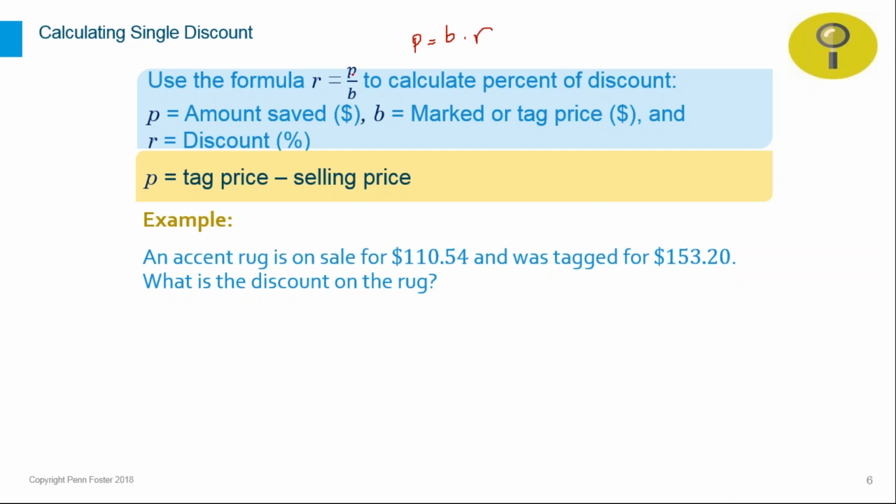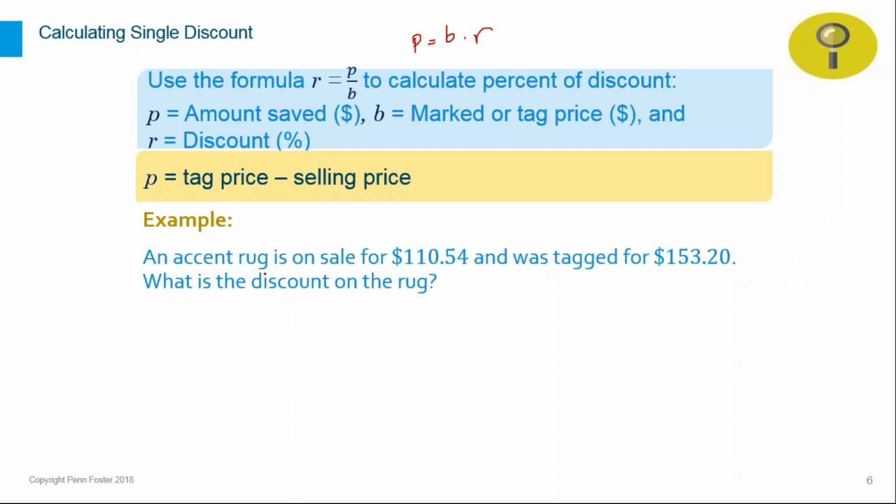To remind you, the P is a percentage, the amount of savings in dollars. And the B, the base, is the original price or the tag price. From the question, we know the base. The base here is the tag price, which is $153.20. The P is the percentage, the savings. The question does not give the savings. It gives the selling price, the reduced price.